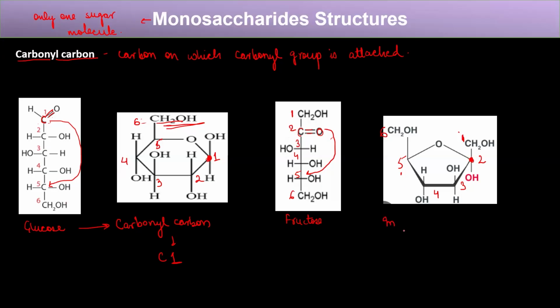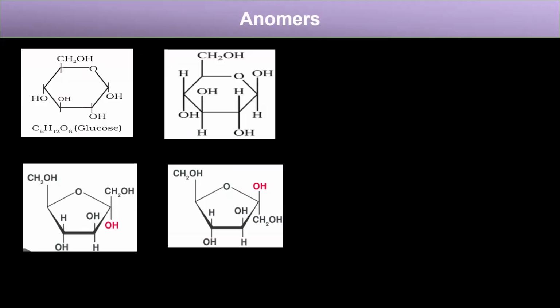So in fructose, the carbonyl carbon is C2. Okay. So in the case of glucose, the carbonyl carbon is C1, while in the case of fructose, the carbonyl carbon is C2. Now, with this background in mind, let's see certain other terms.